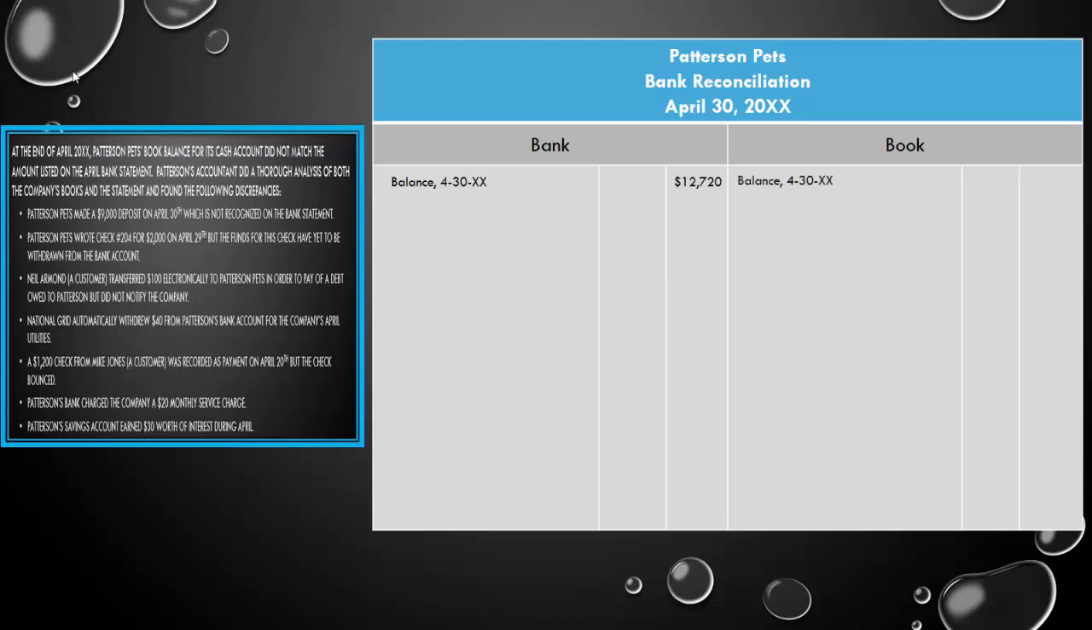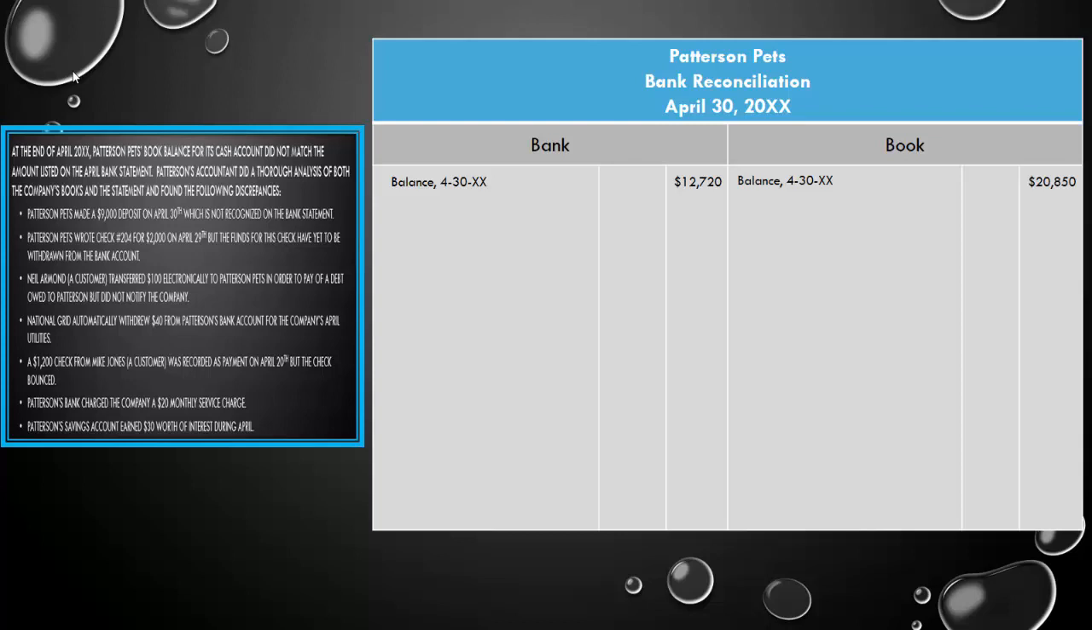The book side, you start with whatever the balance of your cash account is on the same day that you received the bank statement. So our books are saying that we should have $20,850 in cash. That's a big difference. Let's figure out why. And we're going to start with the bank side.